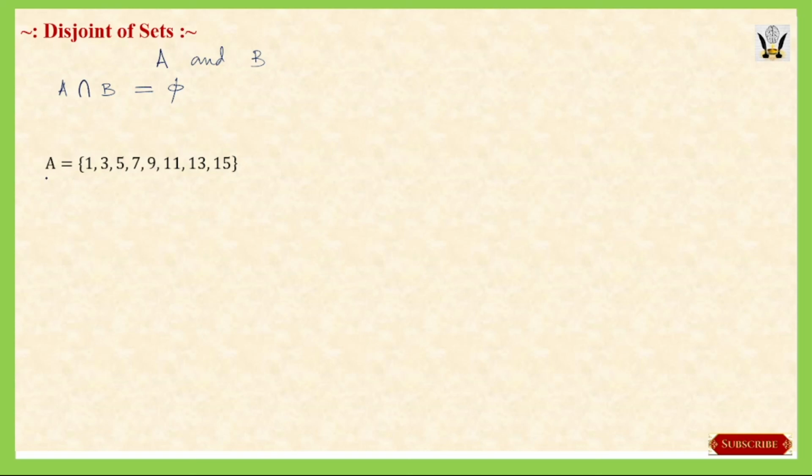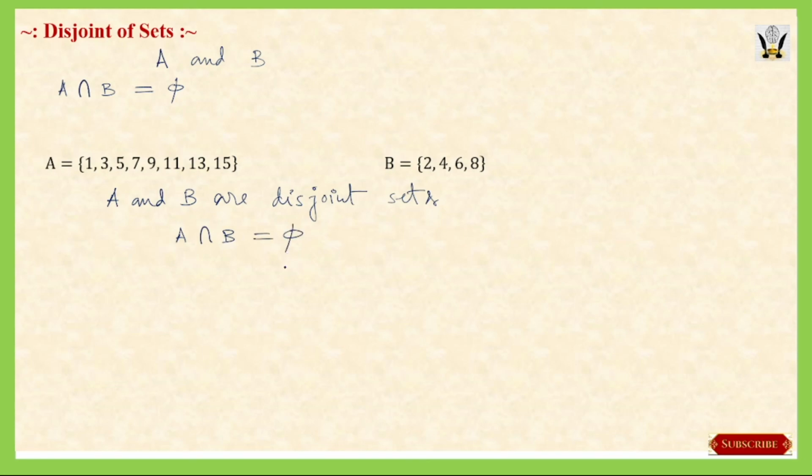Here, set A has 8 elements and set B has 4 elements. If we assess these two sets, we can see that they have all different elements. There is no common element. So we can conclude that A and B are disjoint sets, and A intersection B will be an empty set.